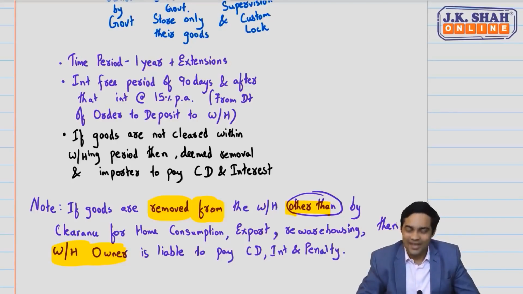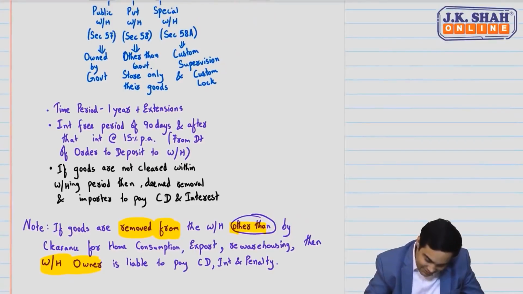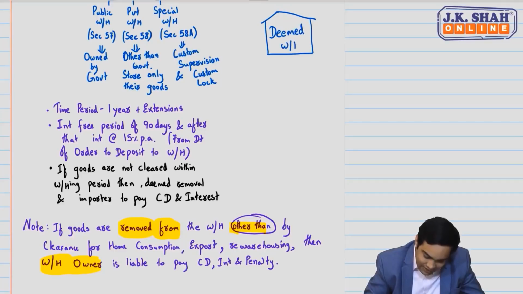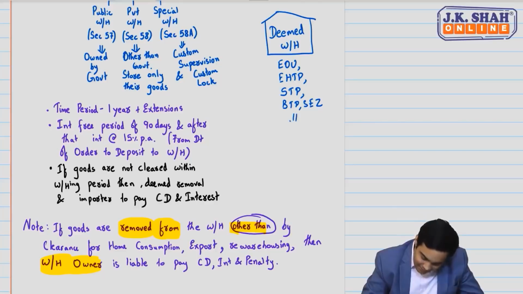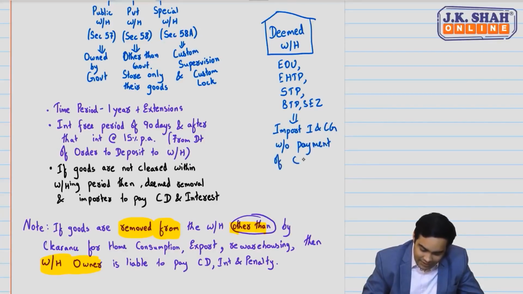Clear with this? Okay. In the same discussion, there is a concept called as deemed warehouse. What is this deemed warehouse, sir? Now, EOU, EHTP, Electronic Hardware Technology Park, Software Technology Park, Biotechnology Park, SEZ, all these are considered as deemed warehouses. Meaning, sir, they can import inputs and capital goods without payment of custom duty. This is the benefit available.